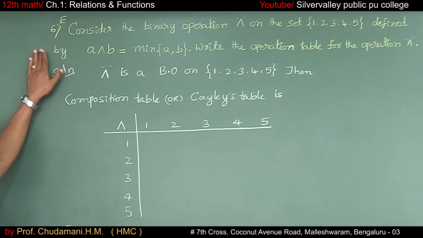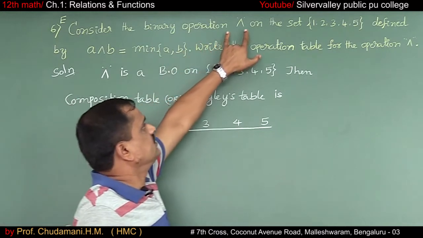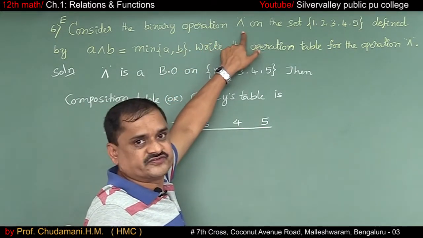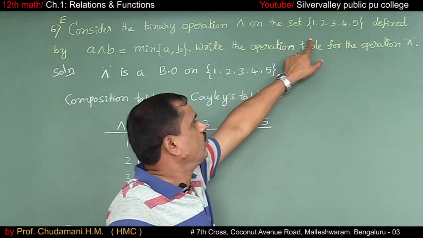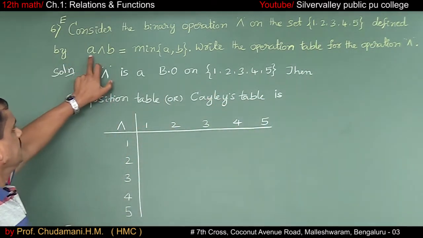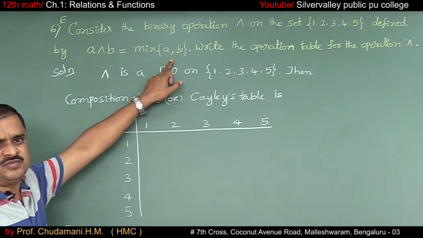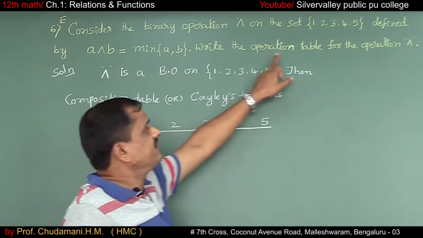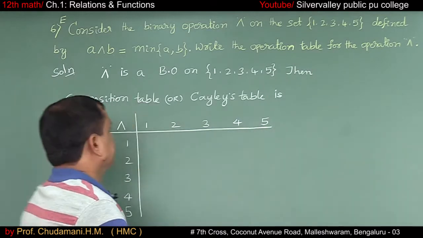Sixth one, an exercise problem. Consider the binary operation, denoted like this instead of a star, on the set 1, 2, 3, 4, 5 defined by A star B equals minimum of A and B. Write the operation table for the operation star.